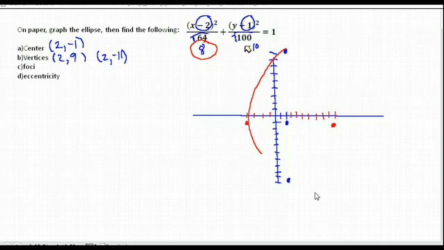So there's a basic picture. As you can see, I didn't do a great job of keeping my ellipse real square. Graph paper would have been much better. I guess that's why they have to use graph paper.